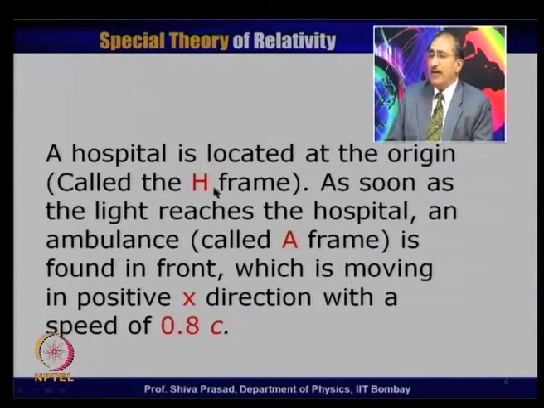A hospital is located at the origin, called the H frame. As soon as the light reaches the hospital, an ambulance, called the A frame, a person sitting in the ambulance, I am calling that the A frame. So, there are three frames. There is a P frame, which is the person's frame who sends a signal. There is the H frame, which is the hospital frame, which I am calling the earth frame. And there is an ambulance frame, a person sitting in the ambulance, which I am calling the A frame. So, an ambulance called the A frame is found in front, which is moving in the plus x direction with a speed of 0.8 c. The earlier speed of the person was 0.6 c.